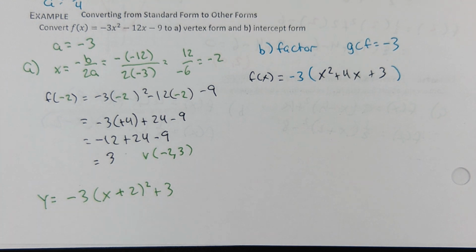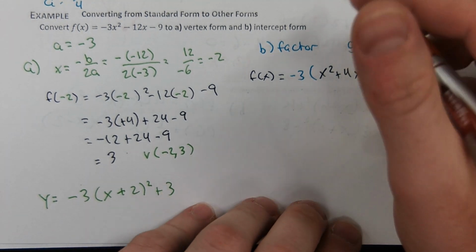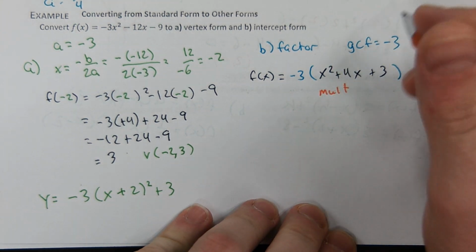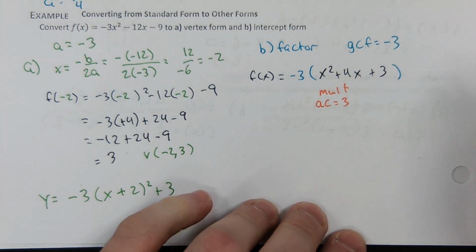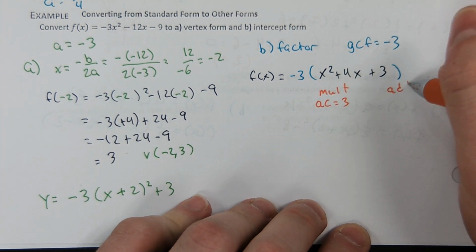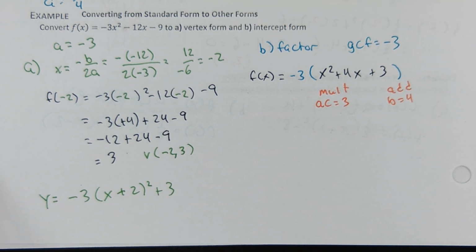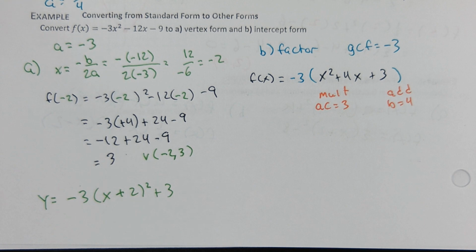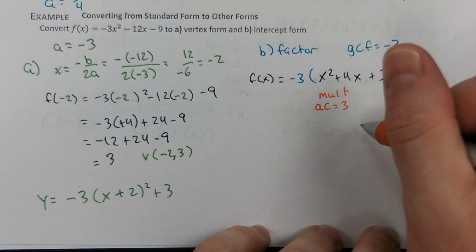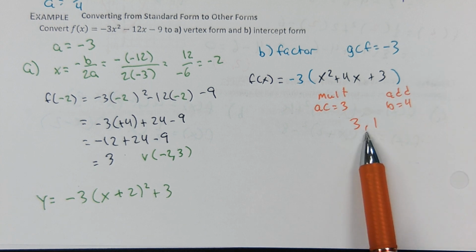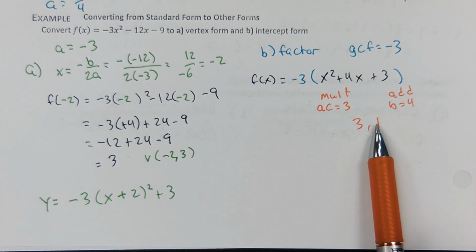But the way that we factor is we figure out what two numbers multiply to a times c. Our a is 1, our c is 3. And the two numbers that multiply to 3, we need them to add to our b value, which is 4. So which two numbers multiply to 3 that add to 4? 3 and 1. Somebody said it in the back. 3 and 1. And since there's no number in front of x squared, I can go directly to x plus 3, x plus 1.